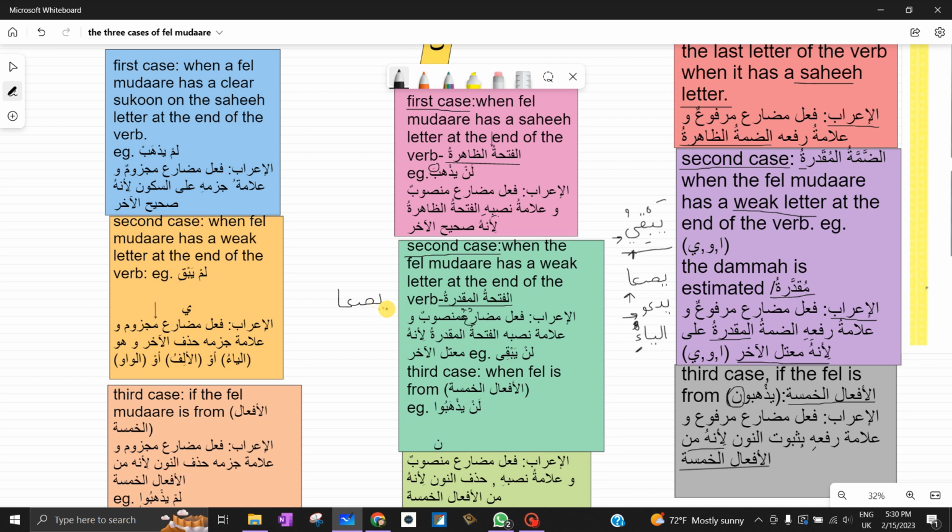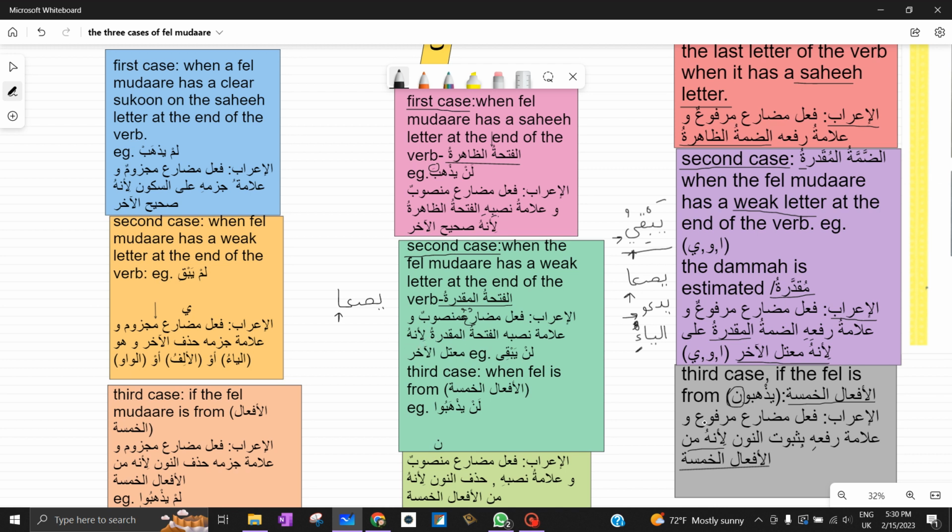Yasa. So in this case, if there is an alif at the end, will you put a fatha over it? No, because this is a weak letter and alif never carries any haraka. It cannot carry any haraka. So you will say alamatu nasbihi al-fathatu al-muqaddara.